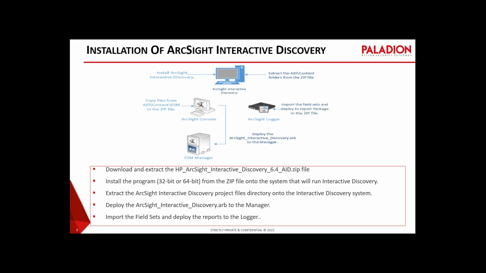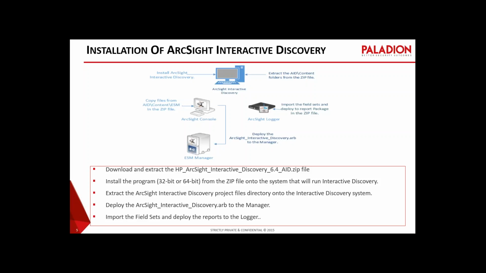So all you have to do is download the package, which is named ArcSight Interactive Discovery 6.4.aid.zip. Unzip that package, and you will have a 32 or a 64-bit installer. Depending upon what your operating system is, you install that installer. There are two packages that also get downloaded. One is for the ArcSight Logger, and one is for the ArcSight ESM or the Express.